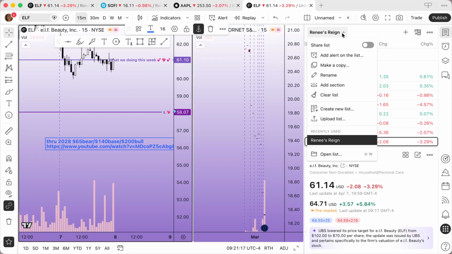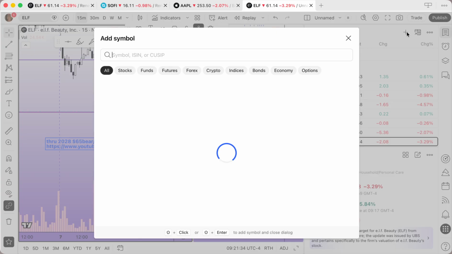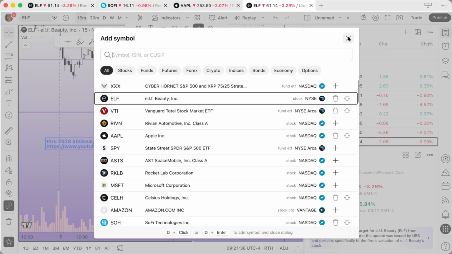So anyway, this is the watch list. You can go ahead, you can create one, name one. You can choose what goes into your watch list. I don't add volume and I don't do the extended hours. I ask for the logo, the symbol. I just don't have it in there. What else? Yeah, and that's it.